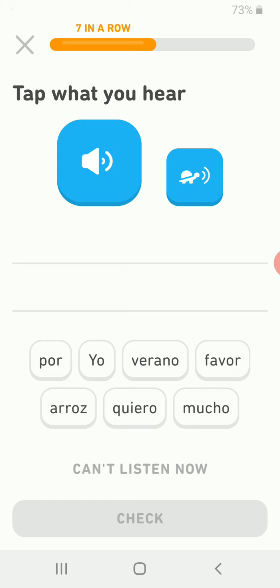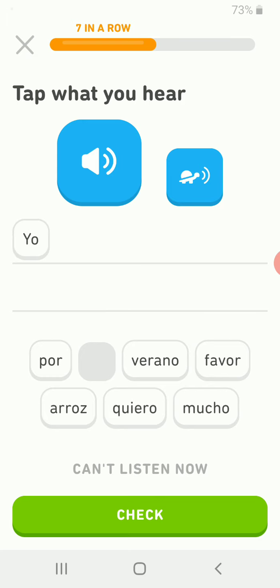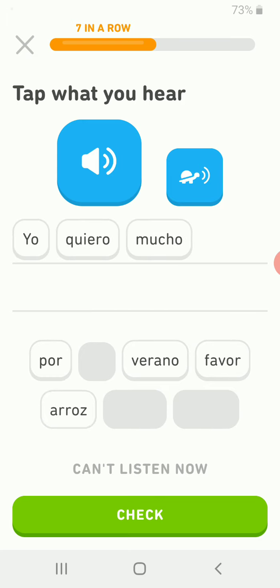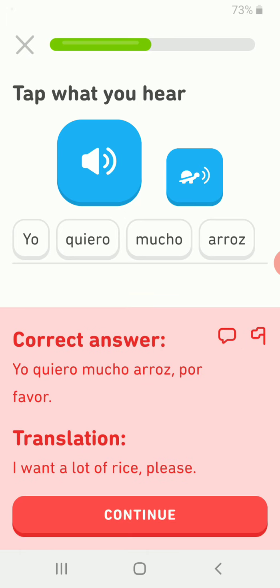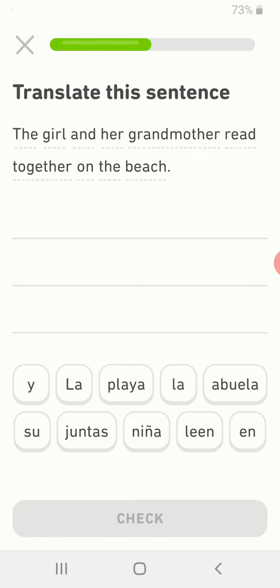Yo quiero mucho arroz, por favor. I want a lot of rice. Please. Por favor. I forgot about the por favor. My bad. My mistake. So, to translate this sentence, the girl and her grandmother read together on the beach.